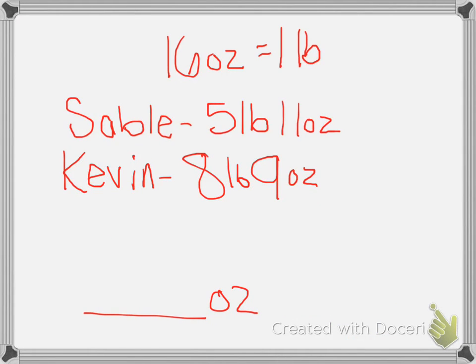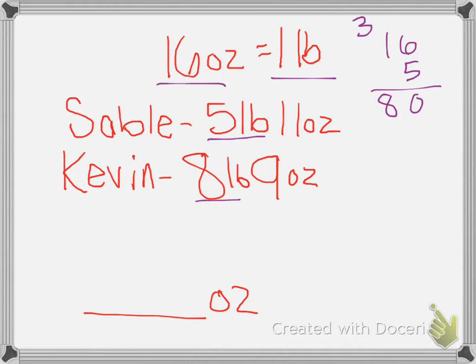Number 4 says rewrite each baby's birth weight in ounces only. So if 16 ounces equals 1 pound, we have to change all of our pounds to ounces. So 5 pounds would be 16 times 5. 5 times 6 is 30. Carry the 3. 5 times 1 is 5. Plus 3 is 8. So I have 80 plus 11 is 91 ounces.